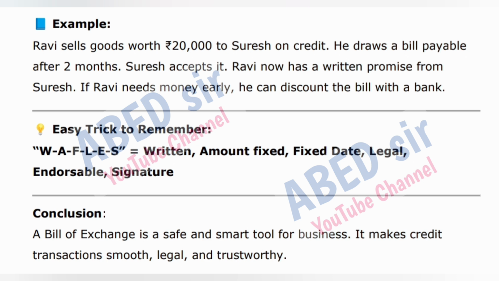Easy trick to remember: WFLES equals written, amount fixed, fixed date, legal, endorsable, signature. Conclusion. A bill of exchange is a safe and smart tool for business. It makes credit transactions smooth, legal, and trustworthy.